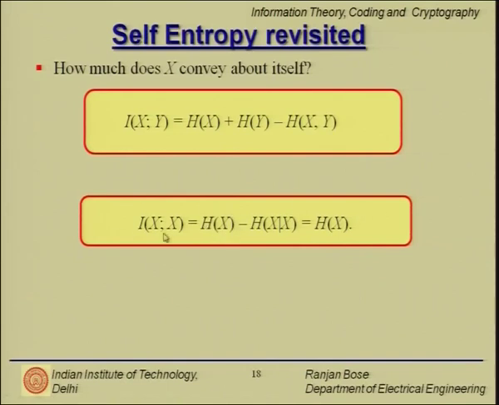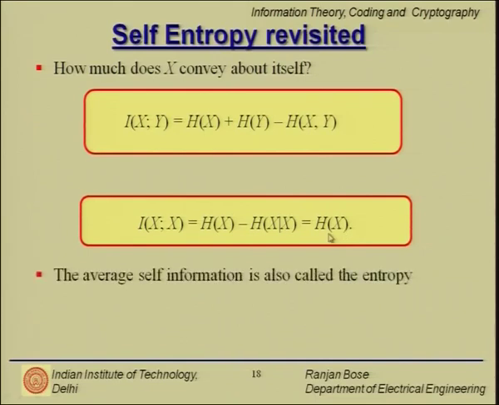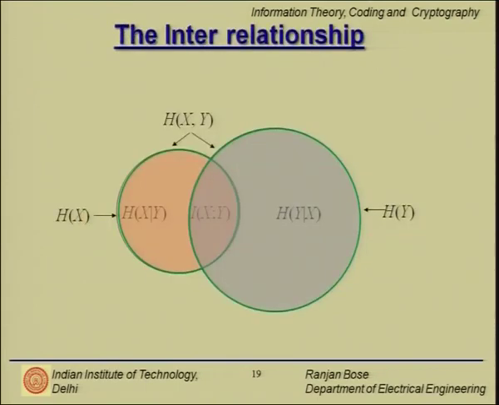So, if you put it there, this is nothing but h of x minus h of x given y, but y is nothing but here x. So, what is the uncertainty of x given x? 0. So, this quantity goes and you are left with h of x, and therefore, it is called the self information. This is the entropy that we have already figured out. So, it all fits in together, it makes perfect sense. All the definitions that we have given so far are consistent with each other.